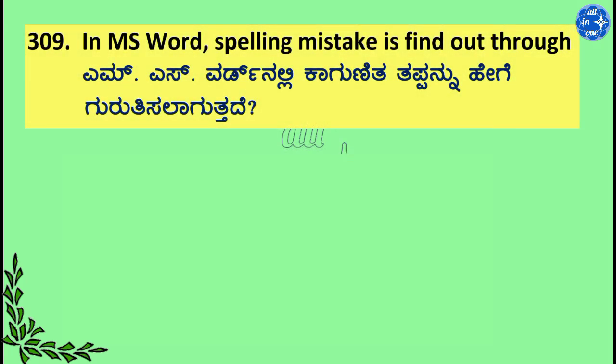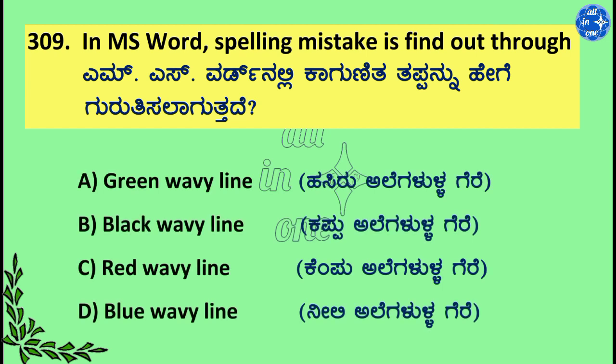Question: in MS Word, spelling mistake is found through dash. Option: green wavy line, black wavy line, red wavy line, and blue wavy line. Right answer is red wavy line.